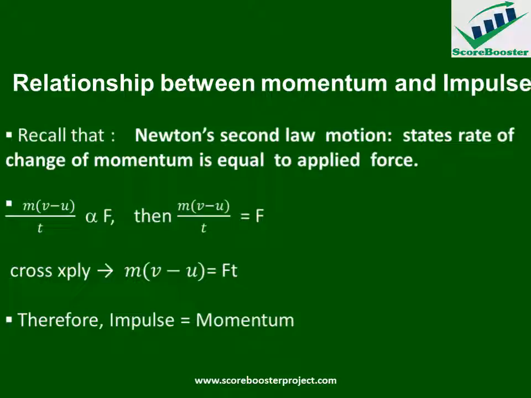So if we change the proportionality sign to an equality sign, then we have m into v minus u over t equals F. If we cross multiply, that will lead us to m into v minus u equals Ft. If we recollect, m into v minus u is the change in momentum, while F times t is the impulse. Therefore, from there, we can say impulse is equal to momentum, or momentum is equal to impulse.